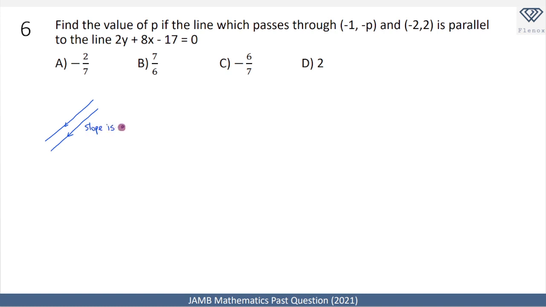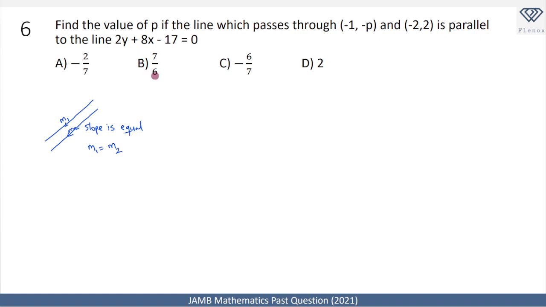Slope is equal. So if this is the slope of the first line, m1, and this is the slope of the second line, m2, we know that m1 must be equal to m2. So that gives us insight into finding what the slope of this line is. But now I've been given the equation of the second line, so we can determine what the slope of that line is.